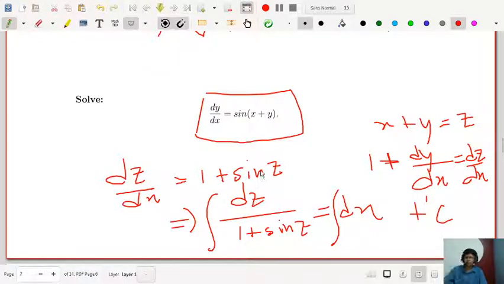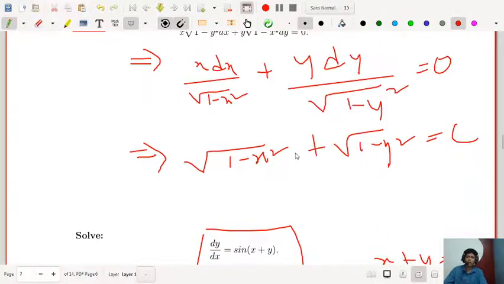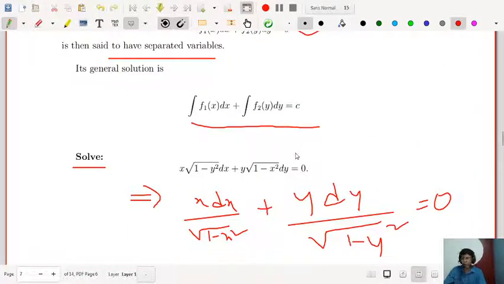So this is how, if your equation is not separable, you need a substitution right there, and after that you can write the equation in a more expressible form. After that you can separate the equation.